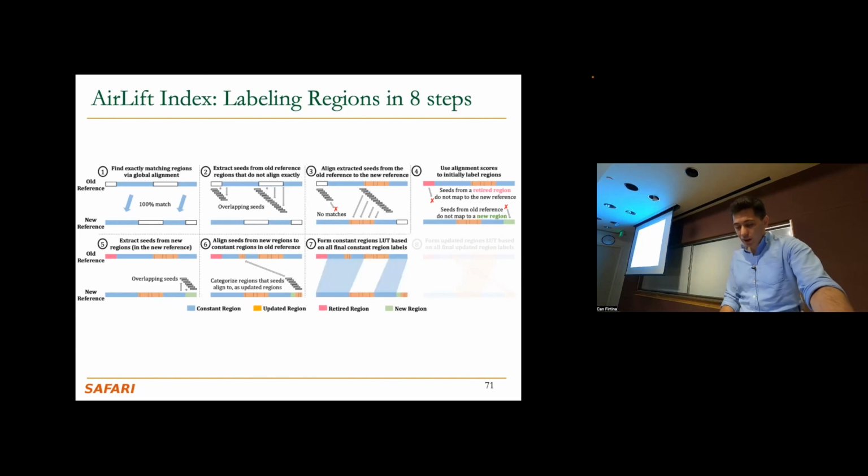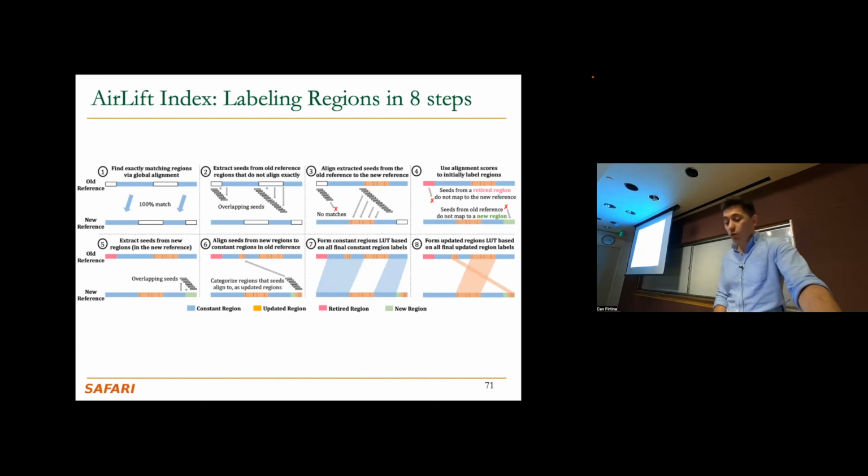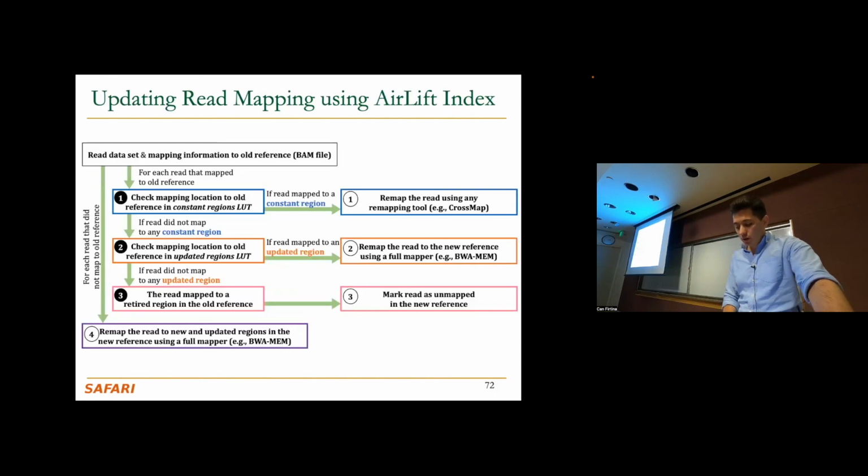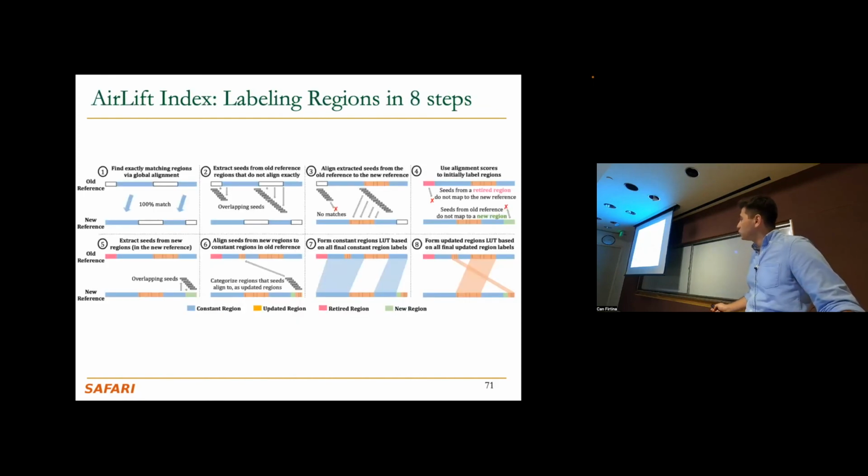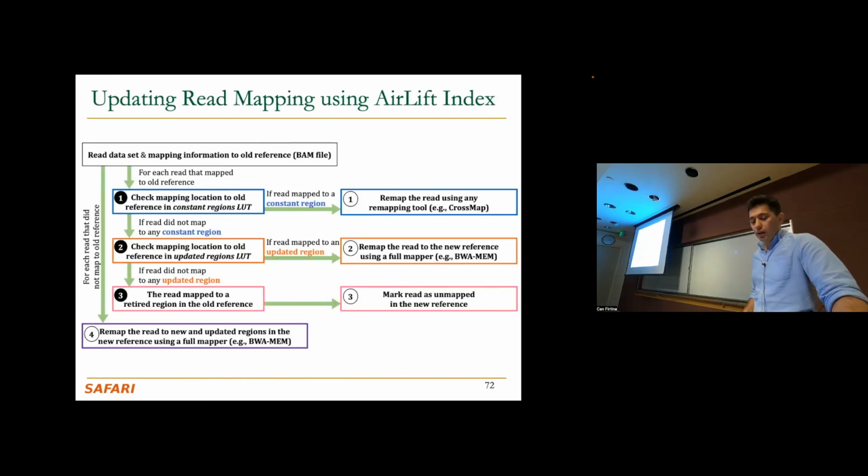So whatever remains, if you consider this orange part, these blue parts are exactly matching blocks. All the other parts are the updated regions, and the other parts basically will be retired and new regions. So we treat the reads that were mapped to the old reference genome based on these findings. And we do this only one time for every reference pair, right? This is a one-time task. And we generate that dictionary. And whenever read mapping information comes, we use that dictionary.